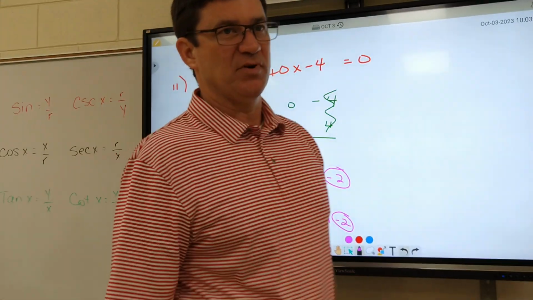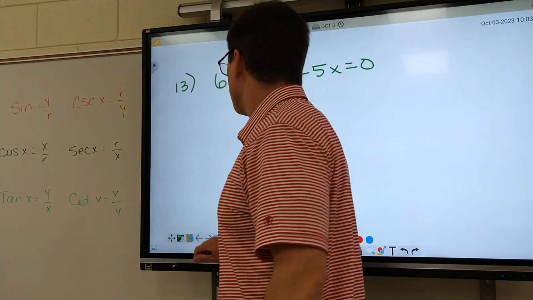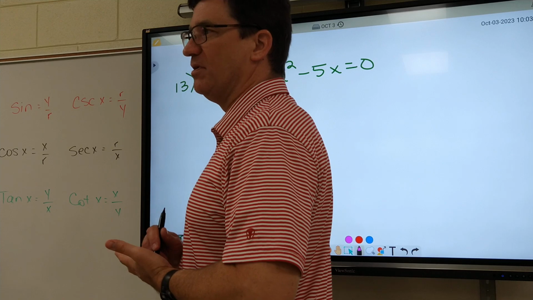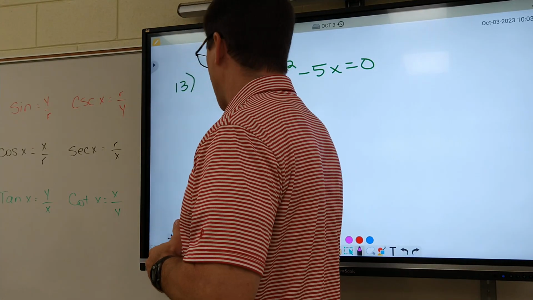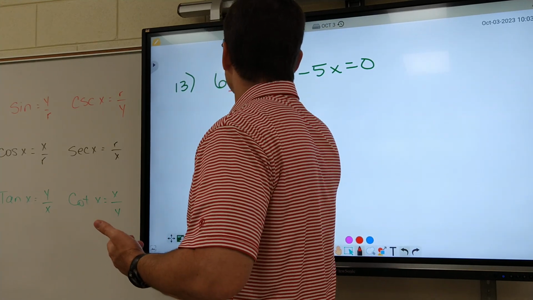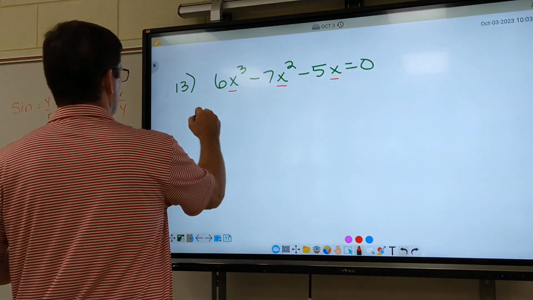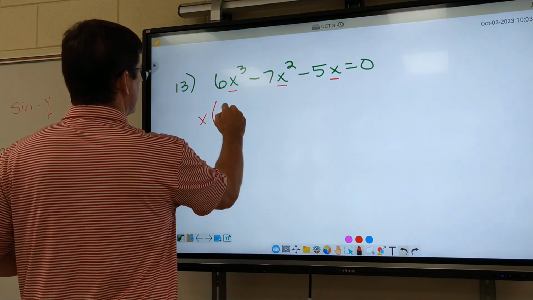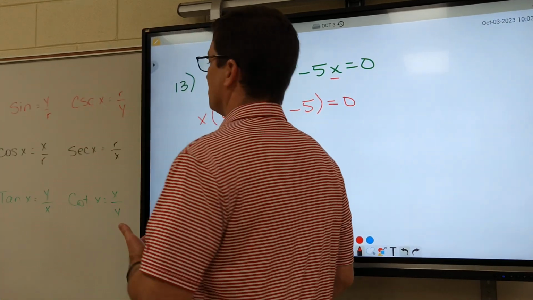All right, do I need to stop and answer any questions? You good? Yes. All right, next one. Let's go to 13. Now, 13 is different. We've got to look and see why it's different. How many answers does 13 have? Still got 3, but what's different about it? Everything has an x this time. So take an x out. You do this one different. 6x squared minus 7x minus 5.